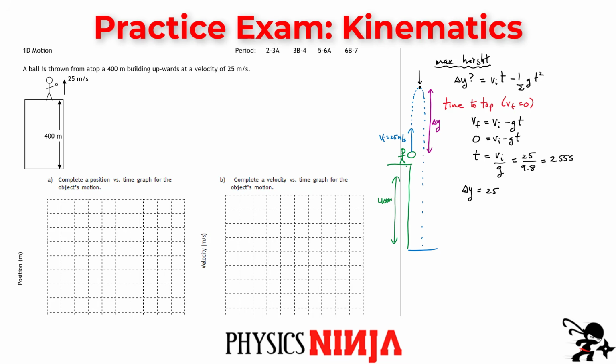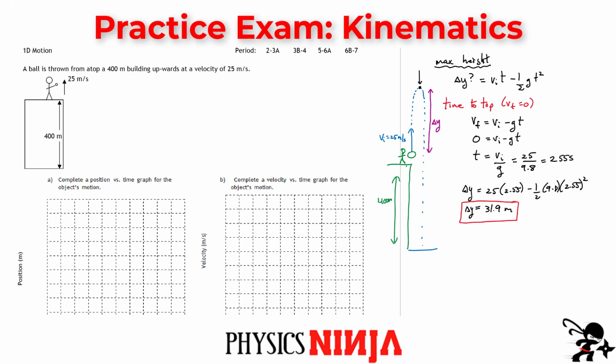So 25 for that initial speed, 2.55, and minus 1/2, 9.8. And again, 2.55, don't forget to square it on this last term. All right, if I did that calculation correctly, I should have 31.9 meters as my displacement. Again, that's from the top of the building, right? It's not from the ground. I started 400 meters above the ground.